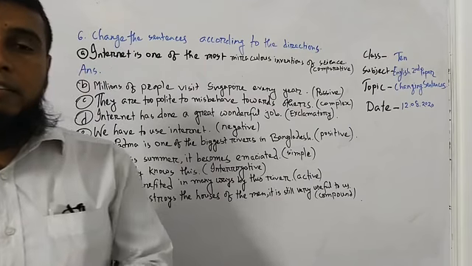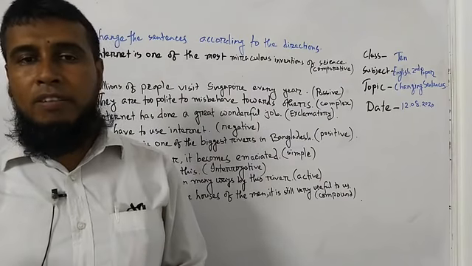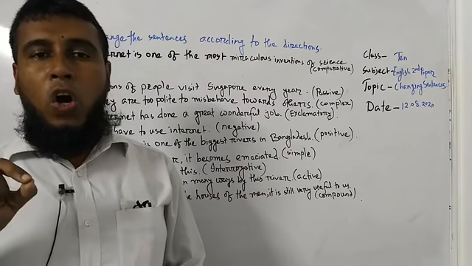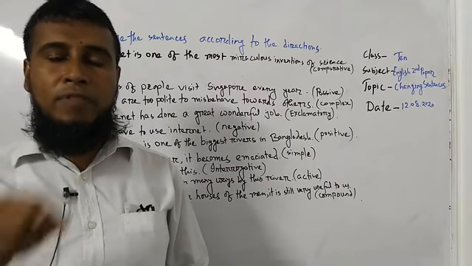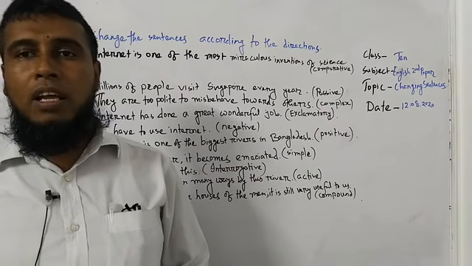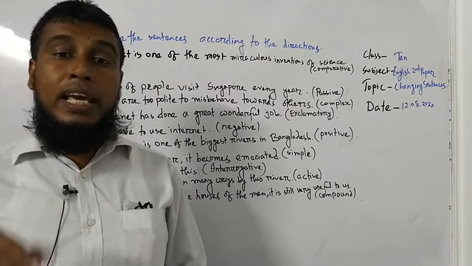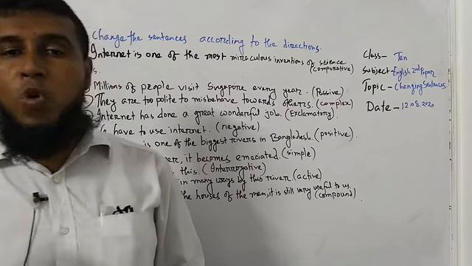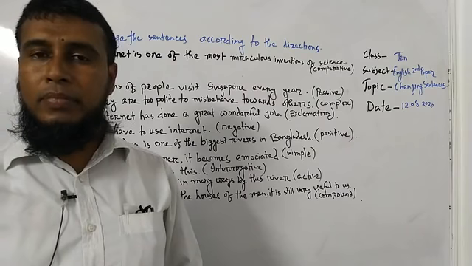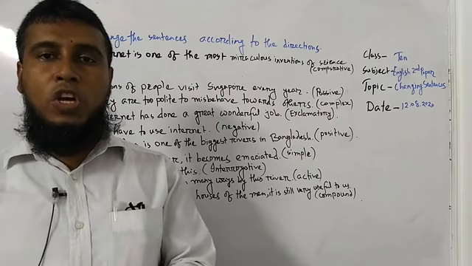And only may be used in an affirmative sentence for numbers. For example, this college has only 30 rooms. And then you have to use not more than or not less than. This college has only 30 rooms, and then it will be this college has not more than 30 rooms or not less than 30 rooms. In this way.